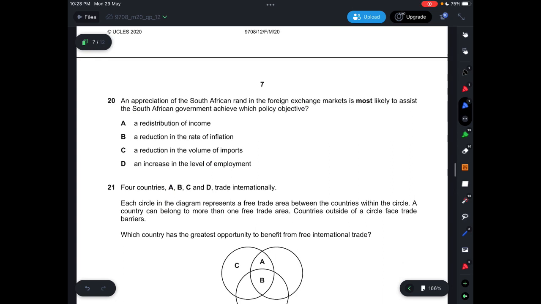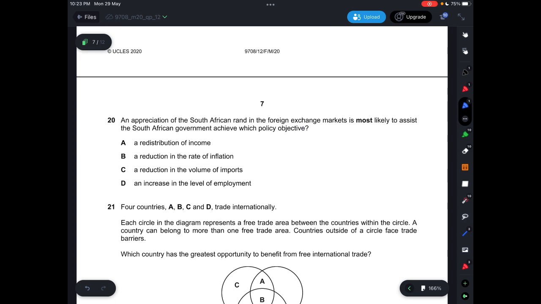Alright? And then for question 20, an appreciation of the South African rand in the foreign exchange market is most likely to assist the South African government achieve what policy objective? So an appreciation of the South African rand would result in, mostly if it's an appreciation of the currency, a reduction in the rate of inflation. So let's see which one would be the answer.